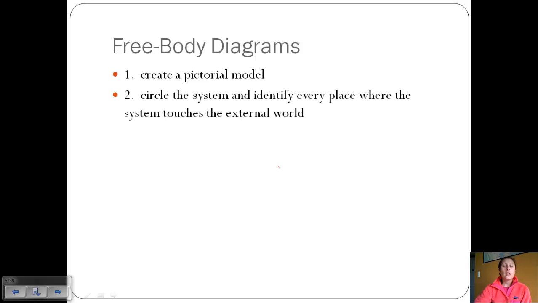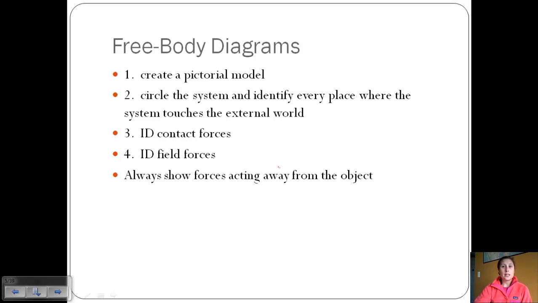So to show this, we draw what are called free body diagrams. The first step on a free body diagram is to create a pictorial model. Usually we just represent our object where the forces are being applied with a square. You could also circle the system, but I usually use a square to identify the system and then apply all forces to that system. And you identify every place on the system where it's touching the external world or where these forces are being applied. And you identify all of your forces, contact and field forces. So we'll draw some free body diagrams in a minute when we talk about different ways that they're being applied.